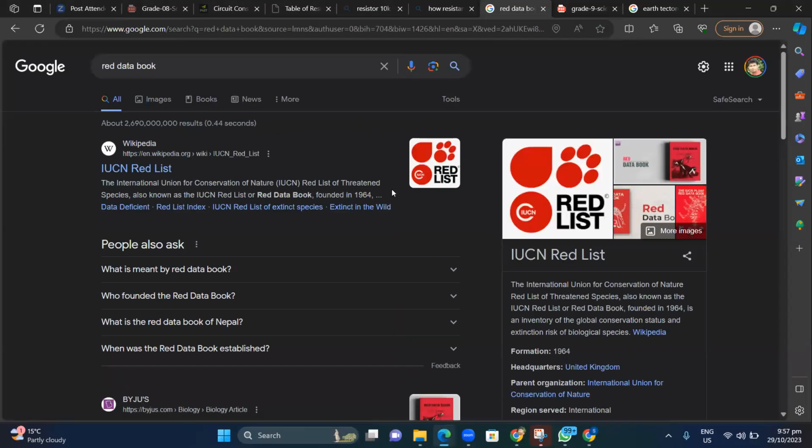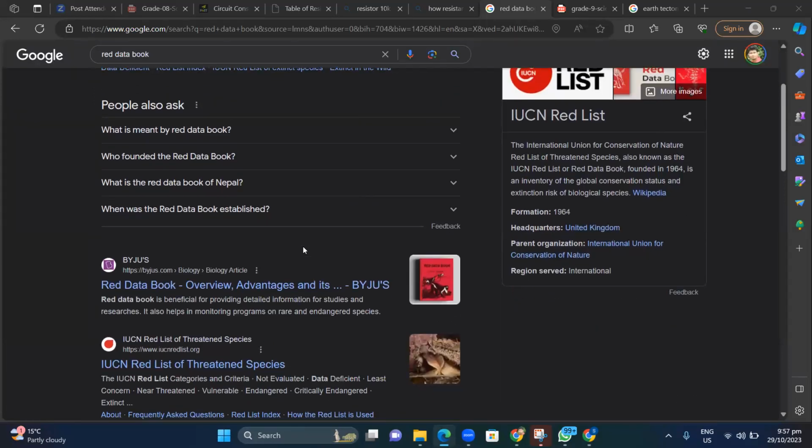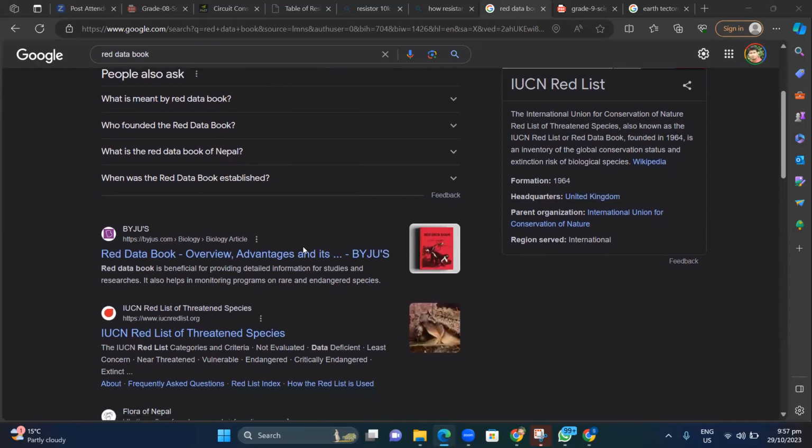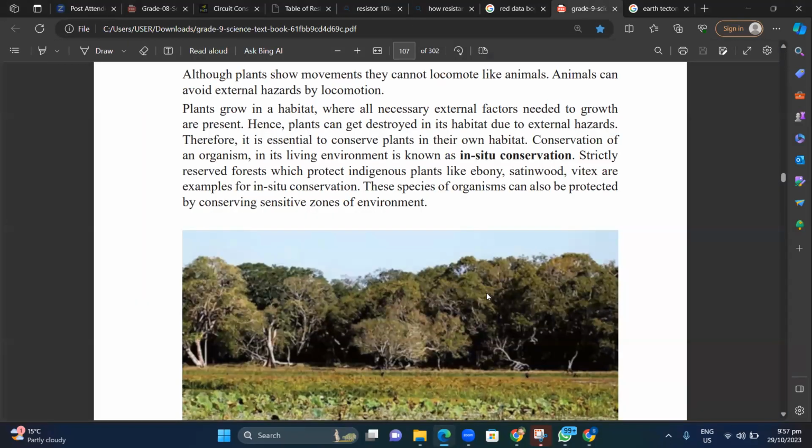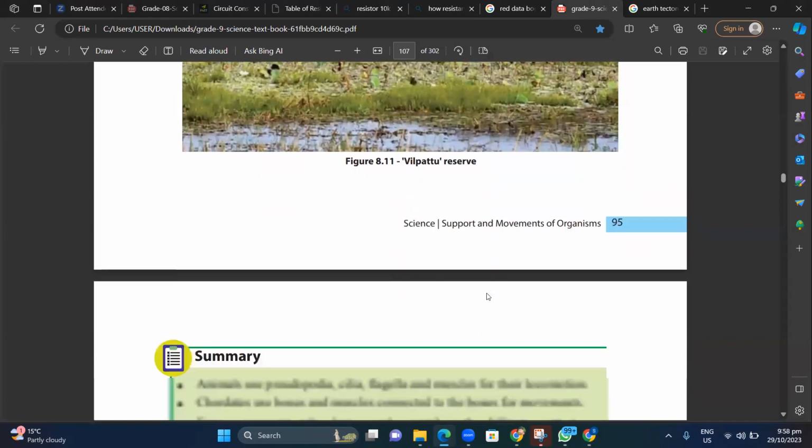Yes, sir. This is called the IUCN Red List, International Union for Conservation of Nature. Okay, so what is inside that, and basically what kind of things need conservation? Conservation is a very essential thing, because we need to preserve and conserve these plants in their soil.